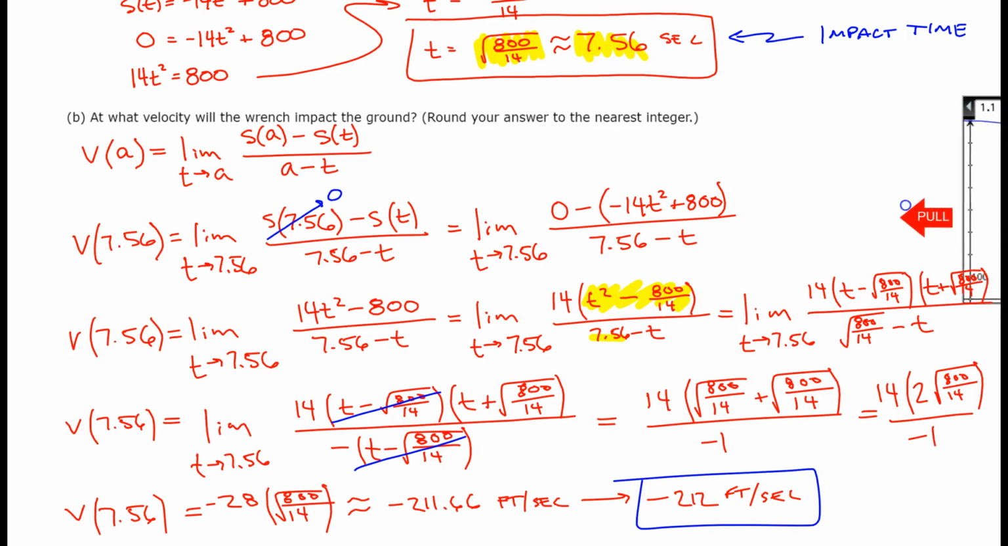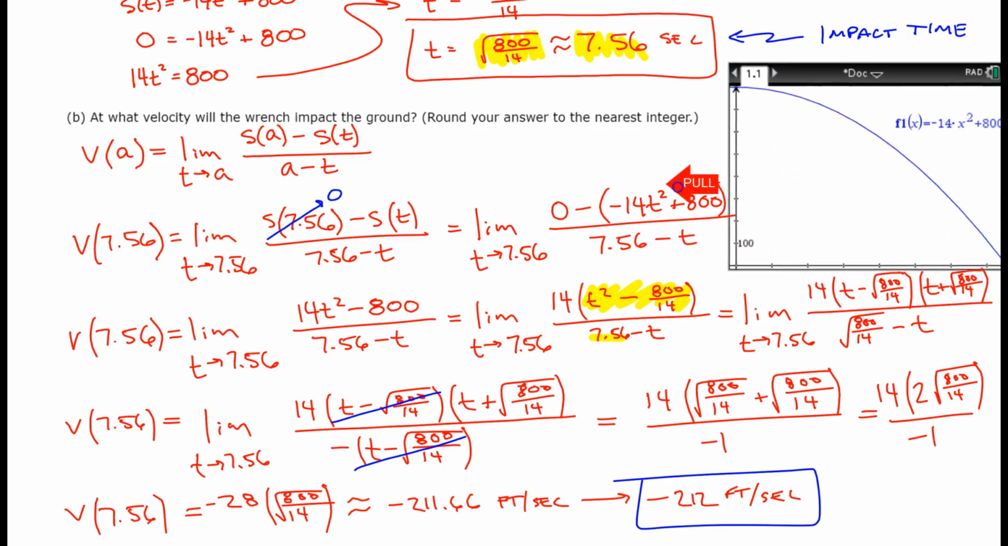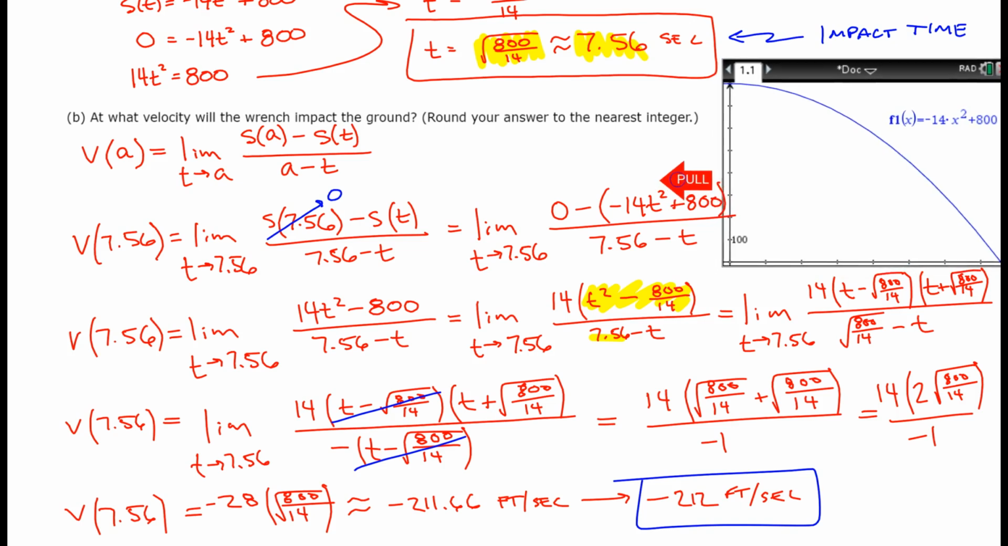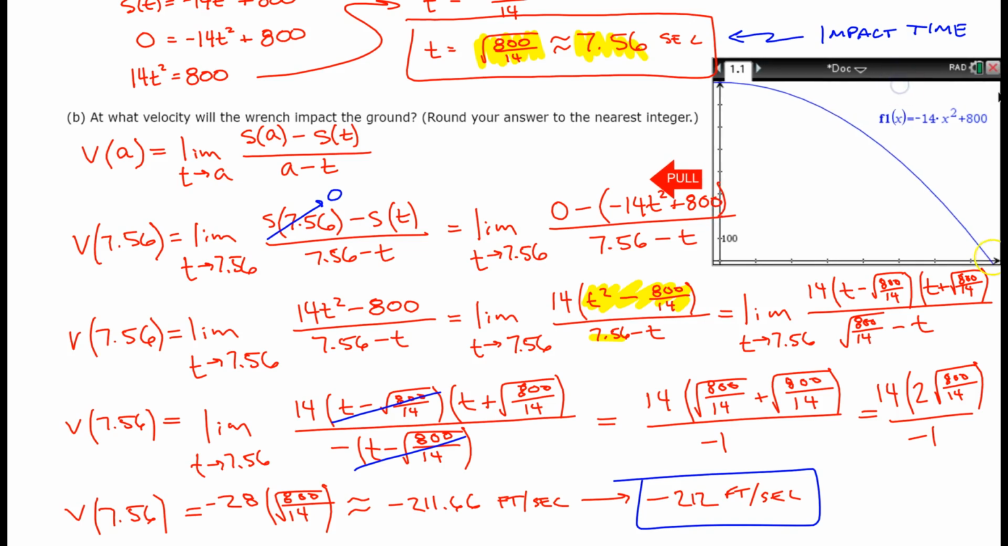I want to show you this, though. This is a graph of the position function. So we had that -14 t squared plus 800. So this is my vertical position. And you can see that that is decreasing. Now you might be saying, but wait a minute, the graph is a parabola. Well, I know the graph is a parabola, but the wrench is dropping straight down. This is just its position at different times. So out here at t equals 7.56, that's this point right here on the right-hand side. That's our 0, if you will. That's when the wrench hits the ground.